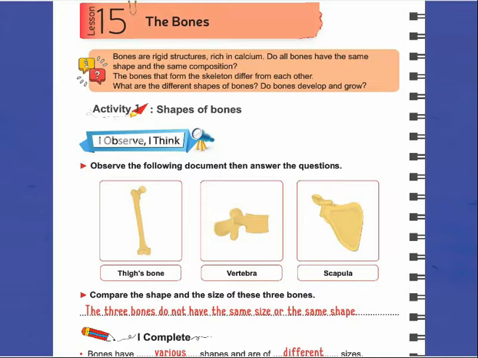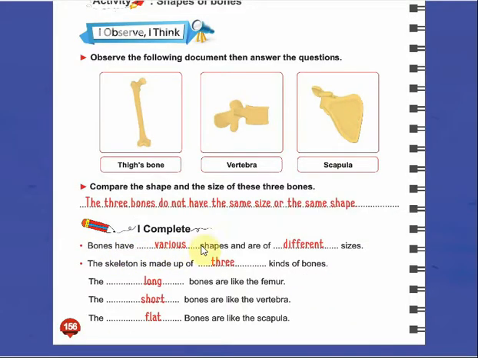Now let's complete the sentence. Bones have various shapes, يعني أشكال مختلفة متعددة, and are of different sizes, بأحجام كمان different. The skeleton is made up of three kinds of bones: long, short, and flat. The long bones are like the femur, which is the thigh bone. The short bones are like the vertebra, which is the bone of the vertebral column, and the flat bones are like the scapula, اللي هي عظمة الكتف.